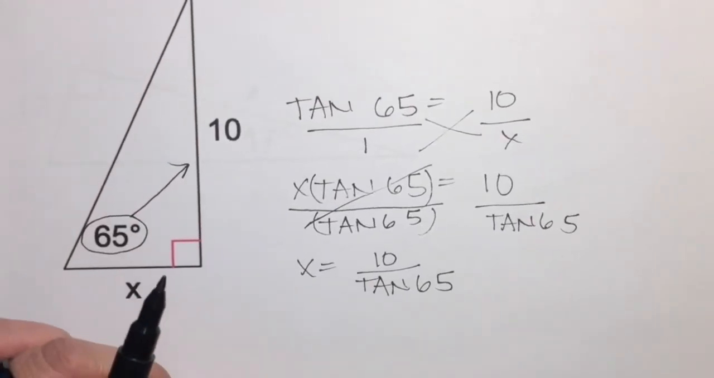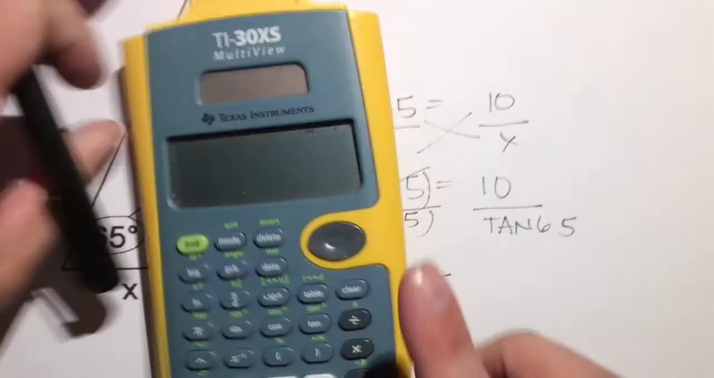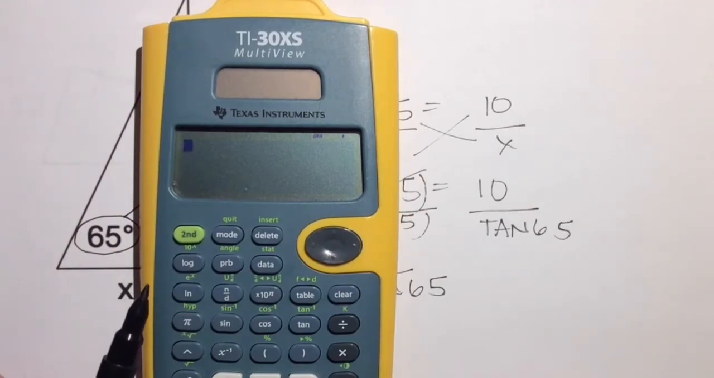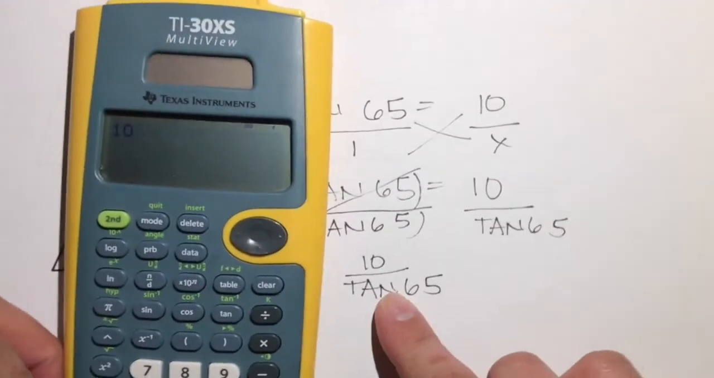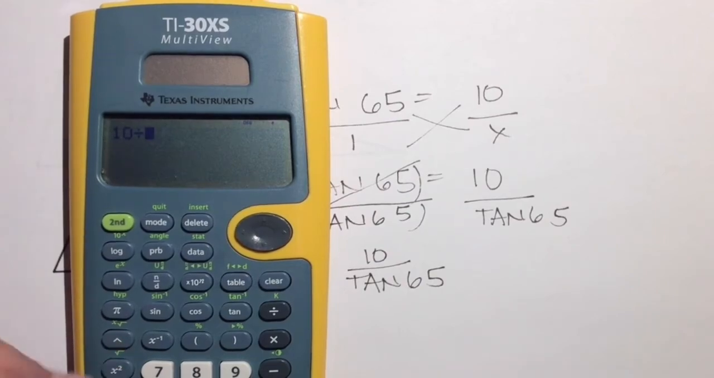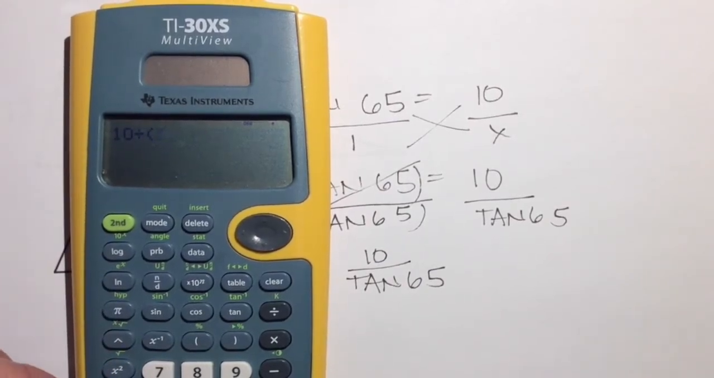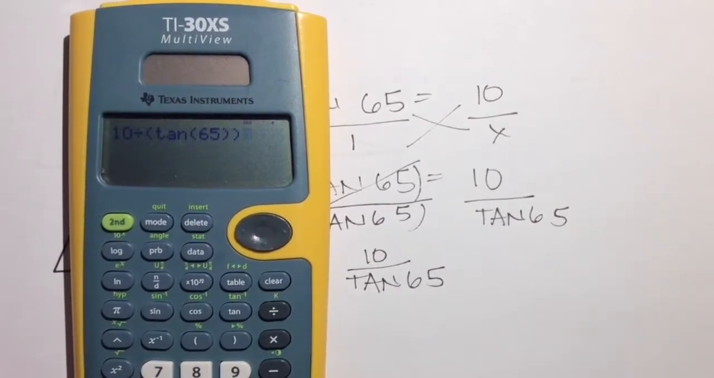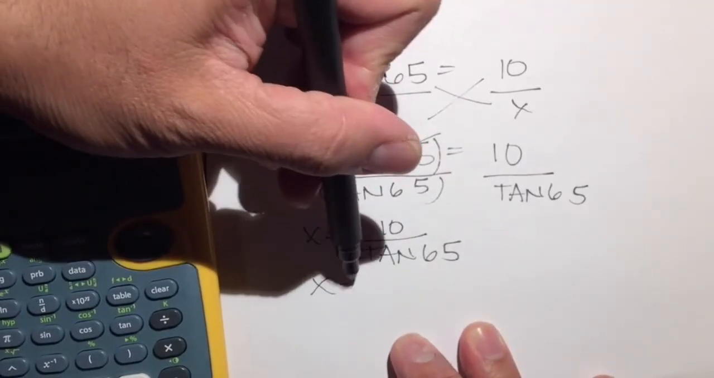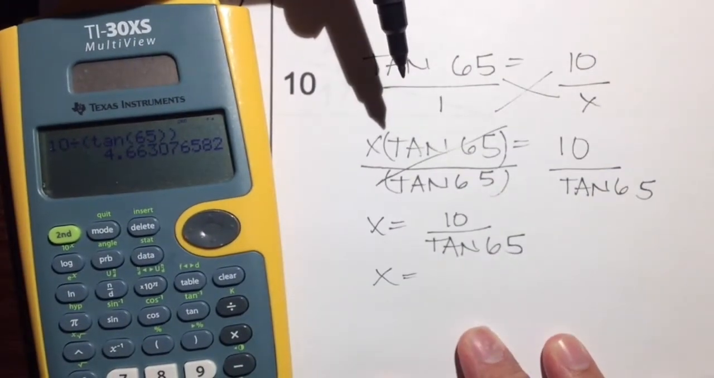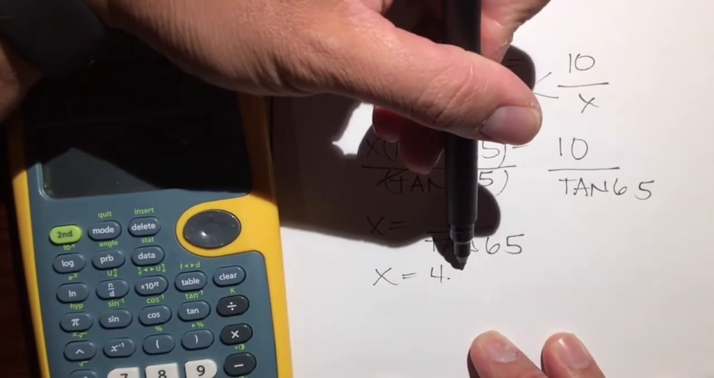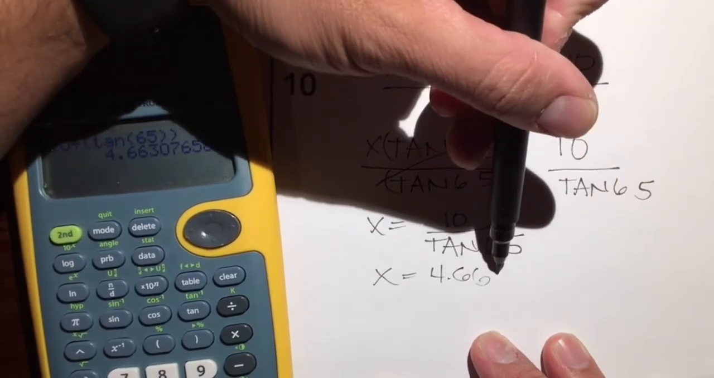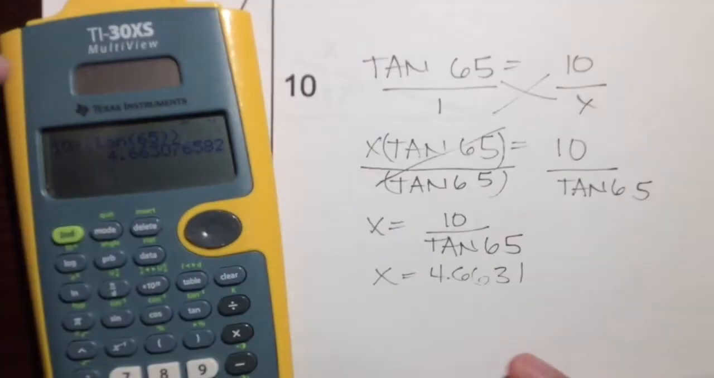Now, in our calculators, we could type in 10 divided by, and I want to put a parenthesis just to make sure, tangent of 65, close parenthesis, 4.6630. So x, and then I want to round up to the 10,000th place. That's 4 zeros, so 4.6631.